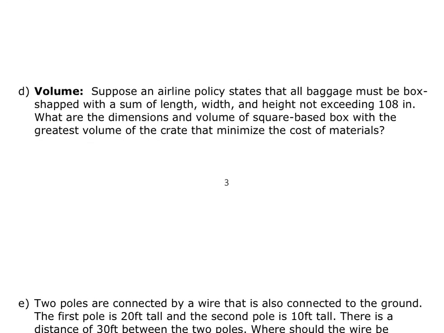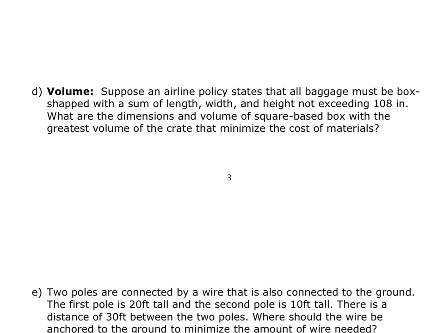Okay, let's look at an actual application of this stuff, because if we don't look at applications, why the heck are we learning this? Oh, it's cool, but yeah. Suppose an airline policy states, and this is pretty straightforward, happens all the time, that all the baggage must be shaped with a sum length of width and height not exceeding 108 inches. What are the dimensions and the volume of a square-based box, that's important, with the greatest volume that will minimize the cost of materials?